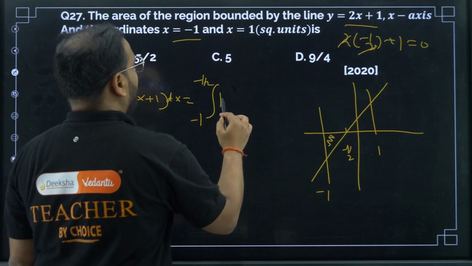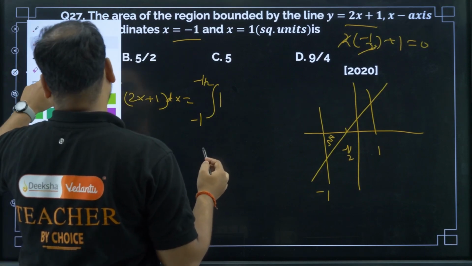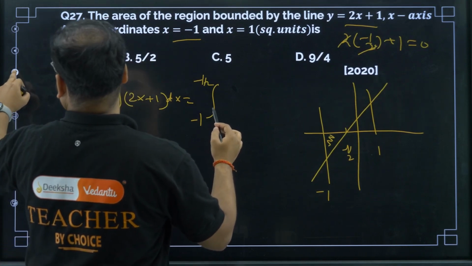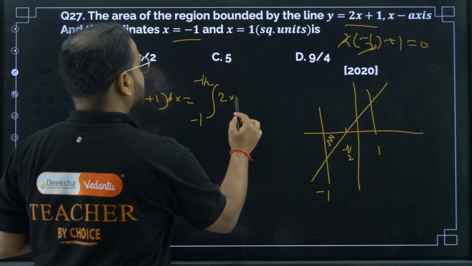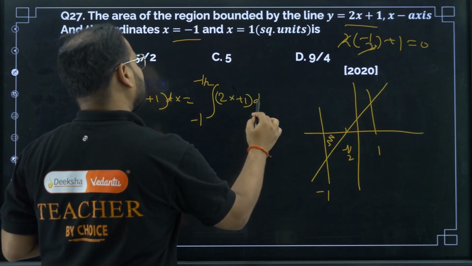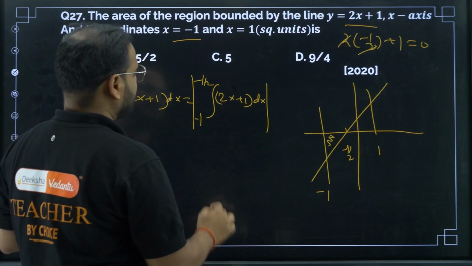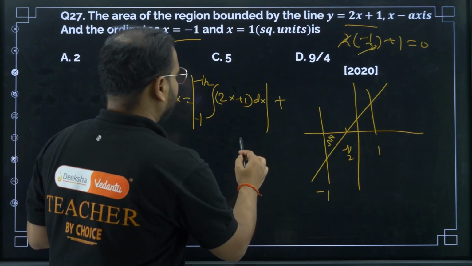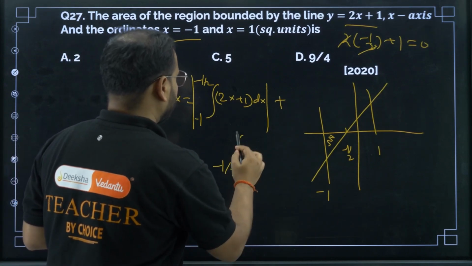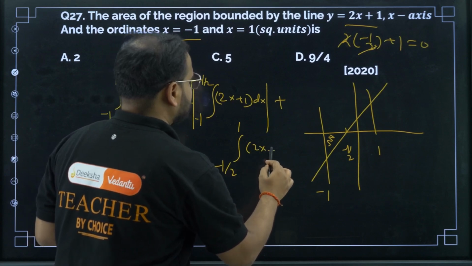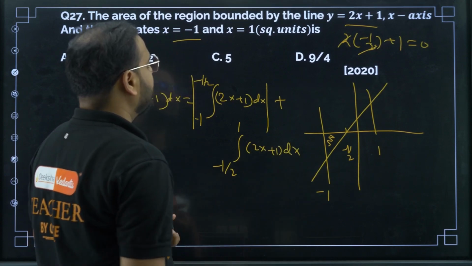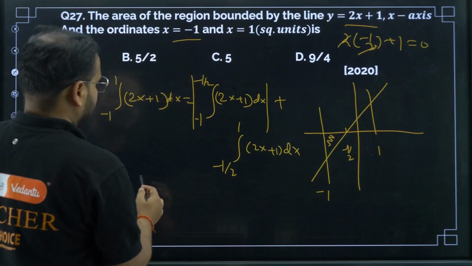What is it going to be? Mod of the integral from minus 1 to minus 1 by 2 of 2x plus 1 dx, and this will be under mod. Then the plus sign will come for the integral from minus 1 by 2 to 1, same thing, 2x plus 1 dx. Let's solve it.